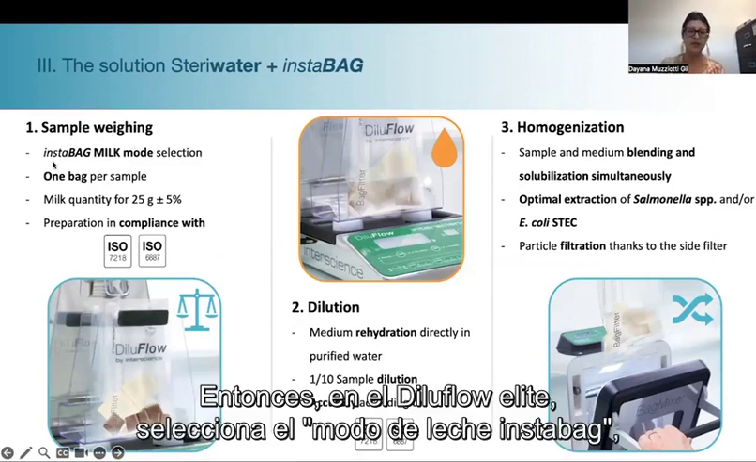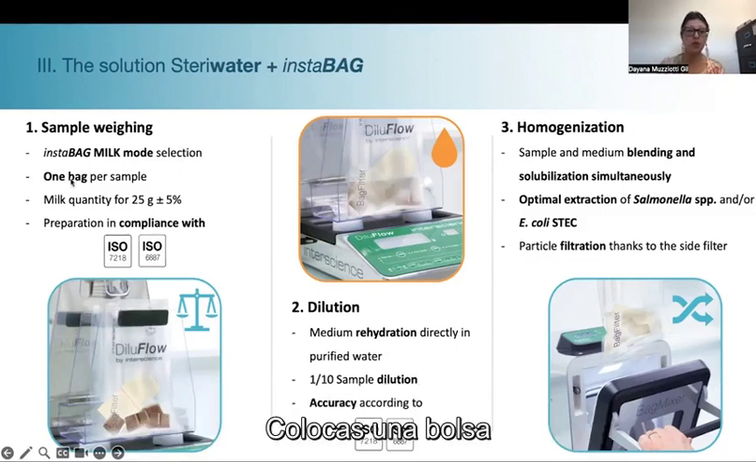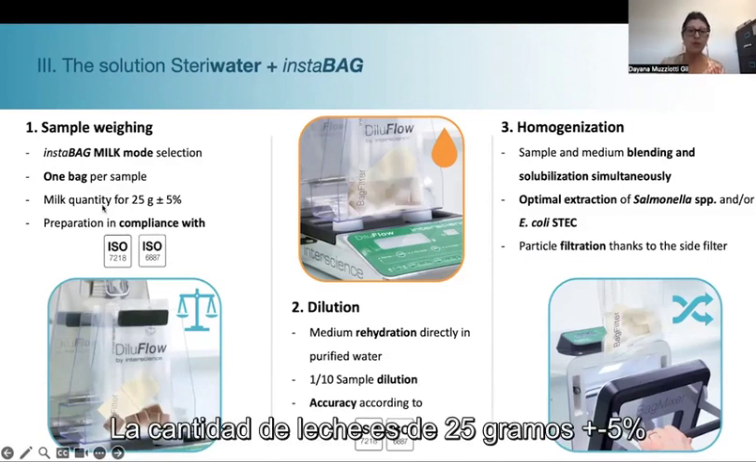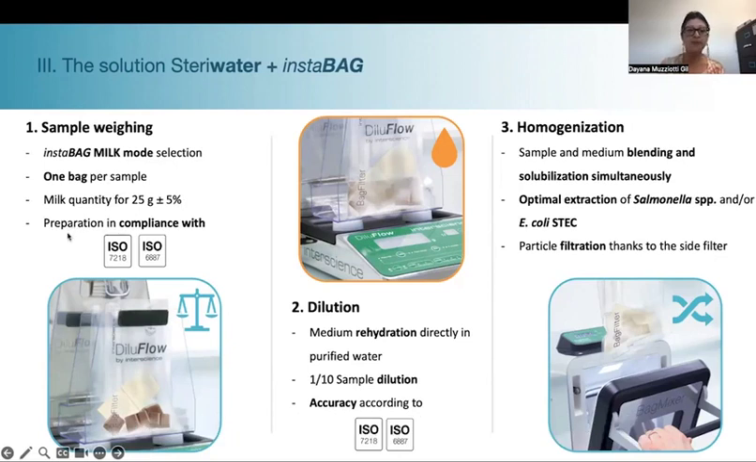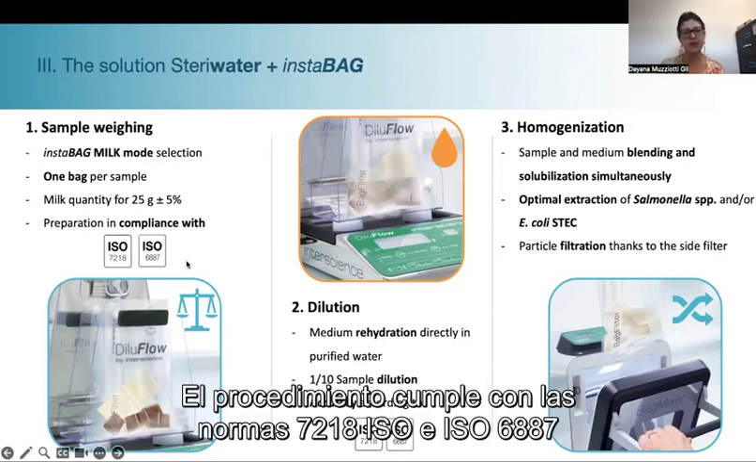On the Dilute Flow Elite, you select the Instabag mill mode. You place one bag, just one bag per sample. The milk quantity is 25 grams plus or minus 5%. And this procedure is in compliance with ISO 7218 and ISO 6887.